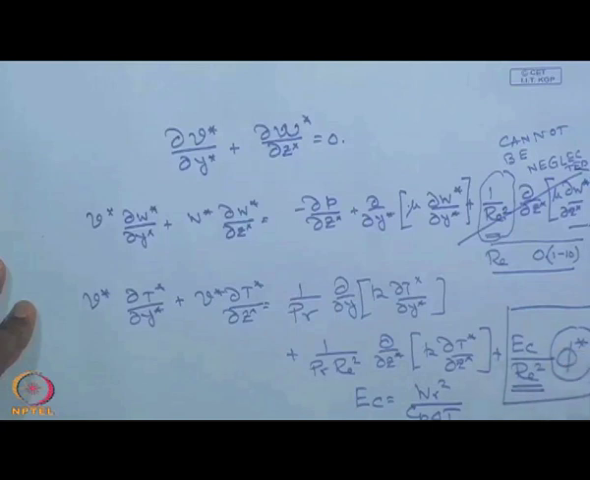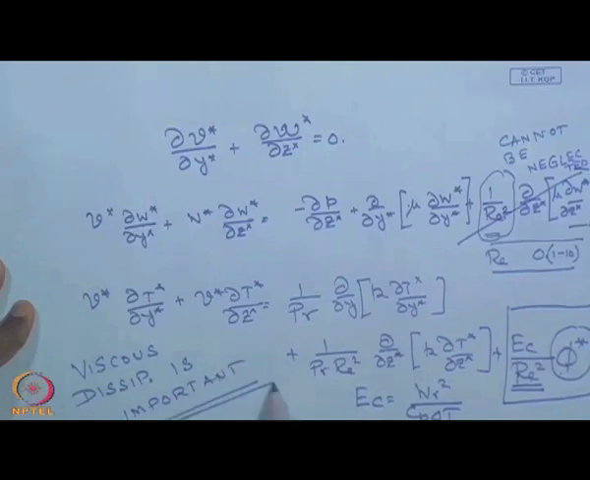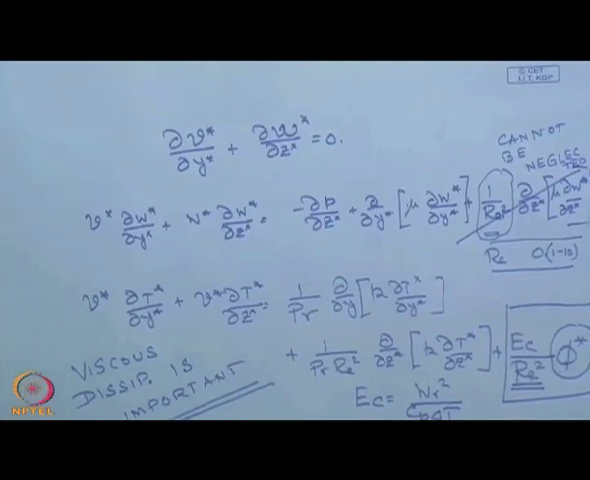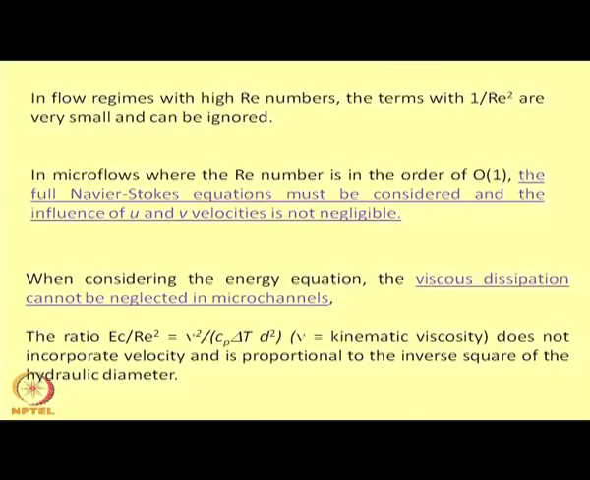So, we should be able to neglect viscous dissipation for most cases of flow in microchannels, but that is not going to be the case because of the presence of Reynolds number squared in the denominator. A small value of Reynolds number would lead to a large value of viscous dissipation even though the velocity is small. Therefore, the important message is that viscous dissipation is extremely important in microchannel flows even though the velocity is going to be very small.